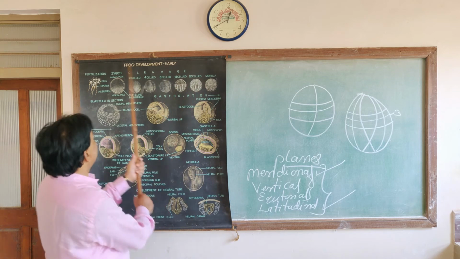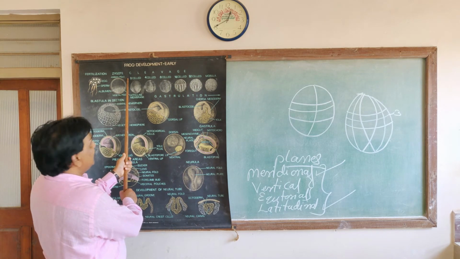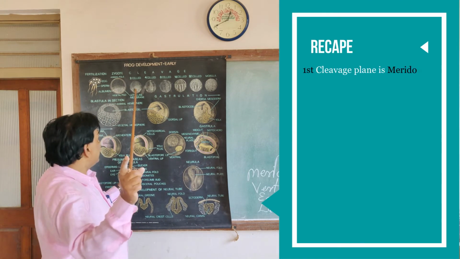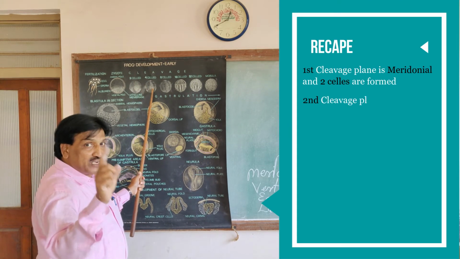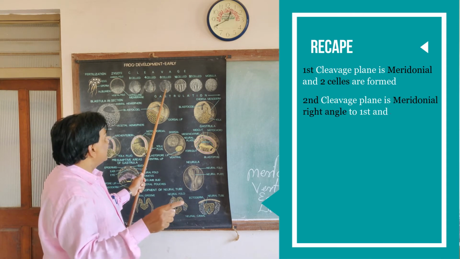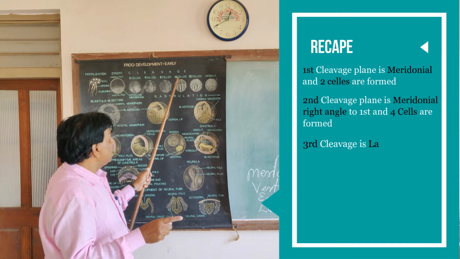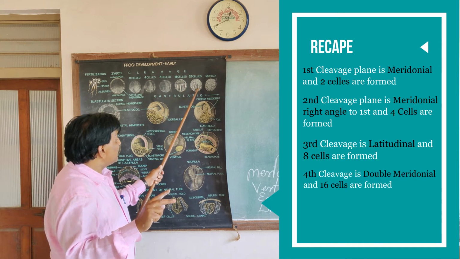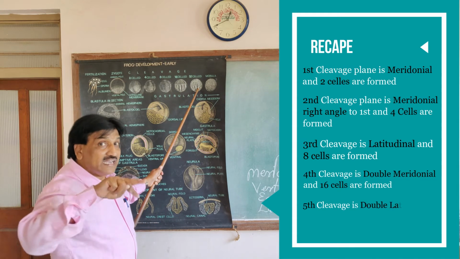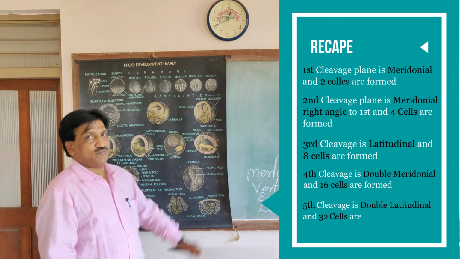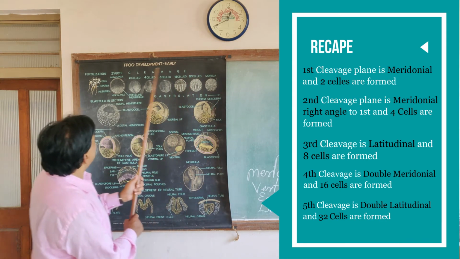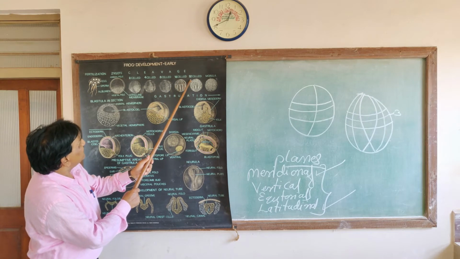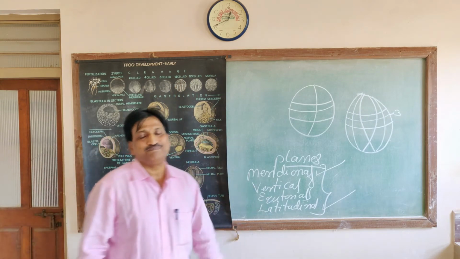Anyway, in the case of the frog, the first cleavage is meridional, the second cleavage plane is meridional at right angles to the first one, the third cleavage is latitudinal, the fourth cleavage is double meridional, and the fifth cleavage is double latitudinal. 32 cells are formed. So 2 cell, 4 cell, 8 cell, 16 cell, 32 cell.